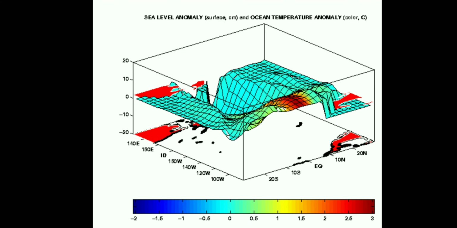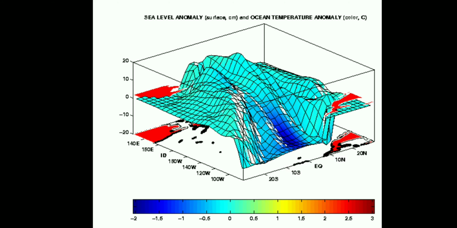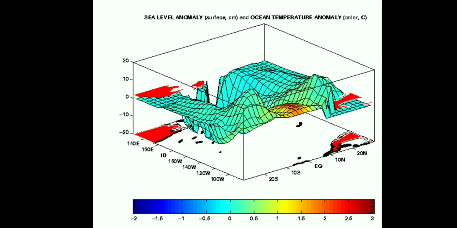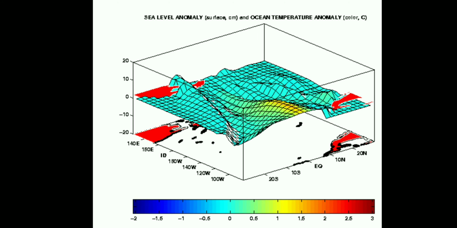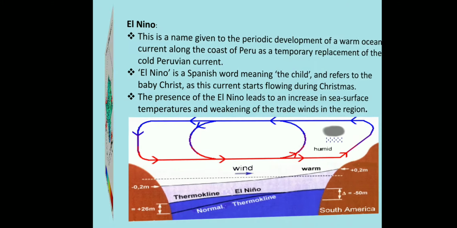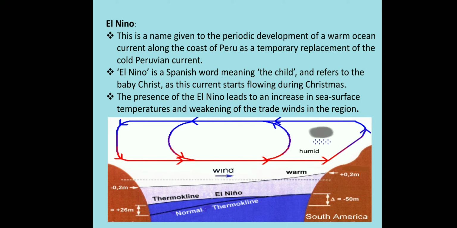This picture shows the movement of wind based on the temperature differences. Now let us understand what is El Nino in detail. This is a name given to the periodic development of a warm ocean current along the coast of Peru as a temporary replacement of the cold Peruvian current.